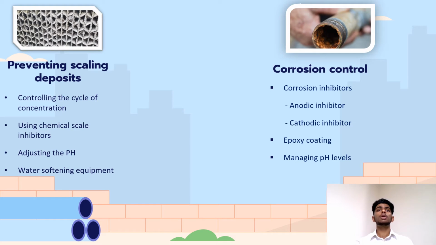So some chemical inhibitors may be added to the water to help prevent reactions that cause corrosion. There are several types of inhibitors, as I say, which is anodic inhibitors and cathodic inhibitors.